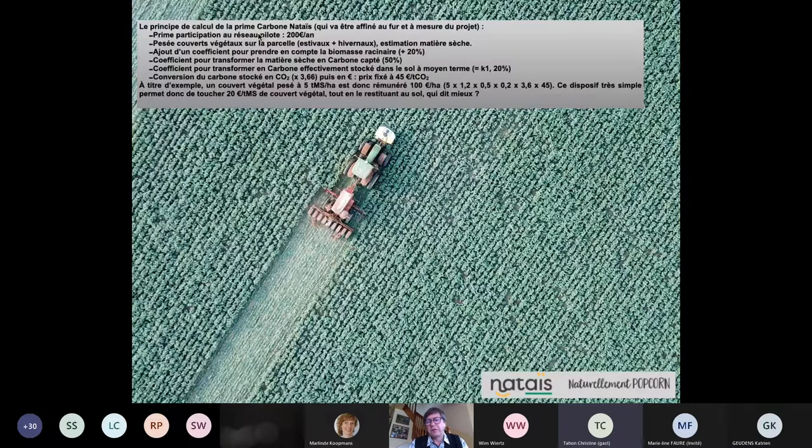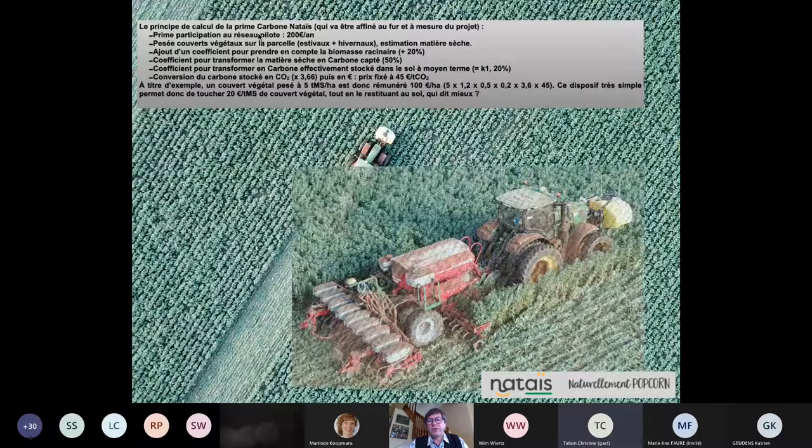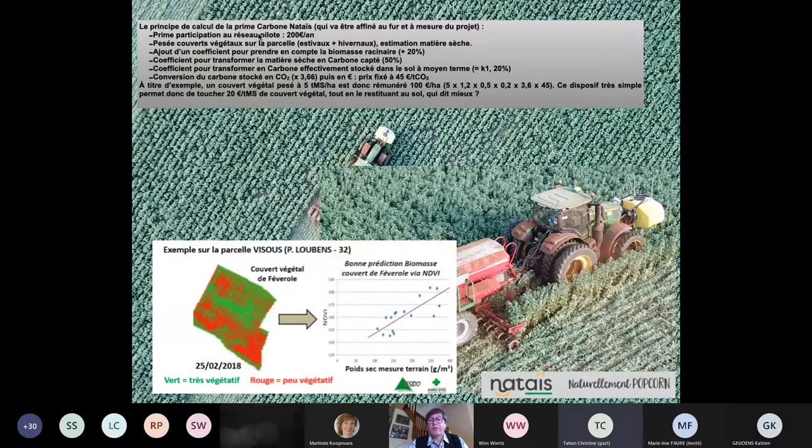There are also companies in France. I was last week with Nathalie growing popcorn, and they're starting to finance carbon to the farmers. Thanks to the level of cover crop the farmers are growing, it's basically around 20 euros a ton of cover crop. And they are growing popcorn in that kind of cover crop.